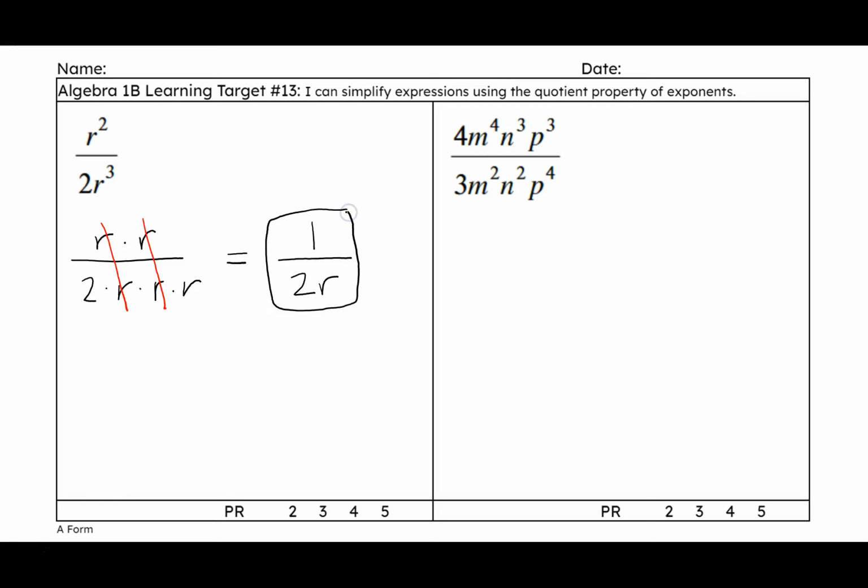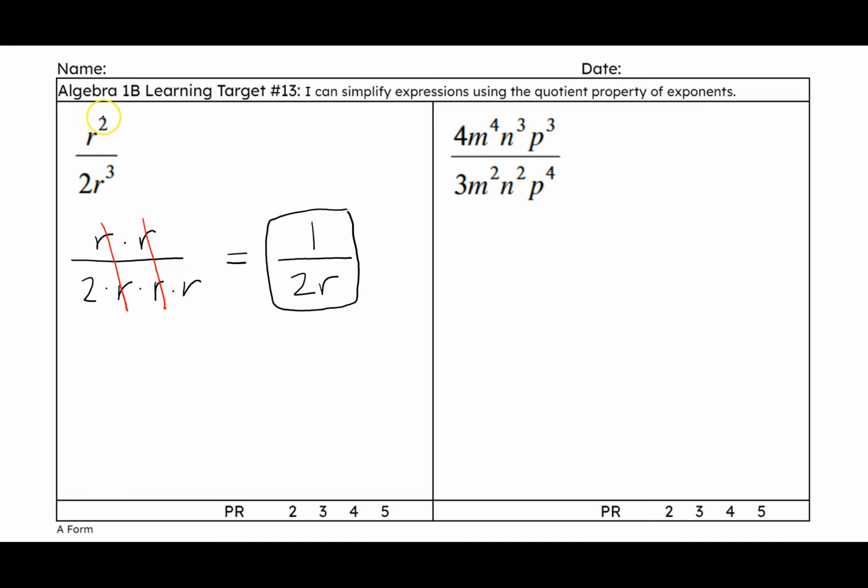I wonder how I could have gotten that answer without having to do all the work of expanding it out and canceling stuff. Although students kind of like the expanding out and canceling stuff. It just feels very gratifying for some reason. That's okay. All right, let's see.